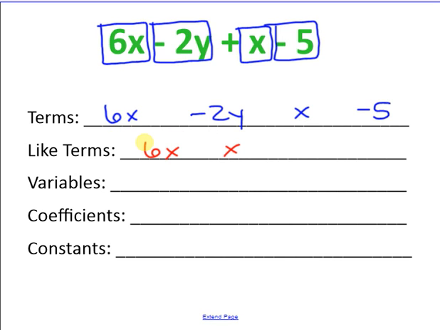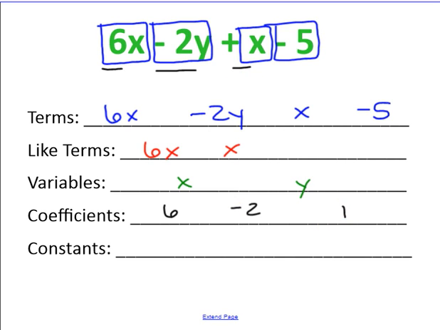So I'm going to put those over here together. What are my variables? Well, I have an x and I also have a y. What are my coefficients? The numbers in front of the variables. So here I have a 6. Here I have a negative 2. And then here's an invisible 1.